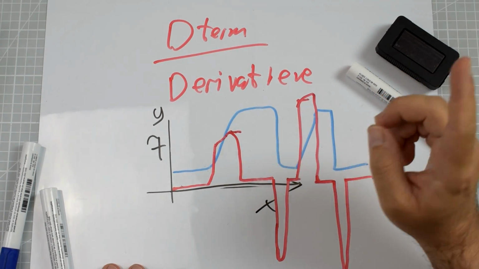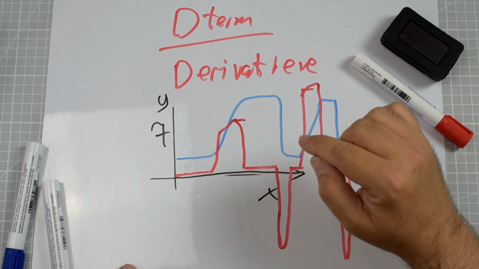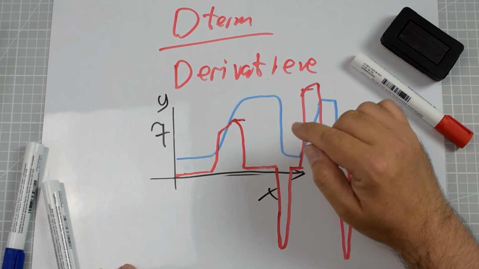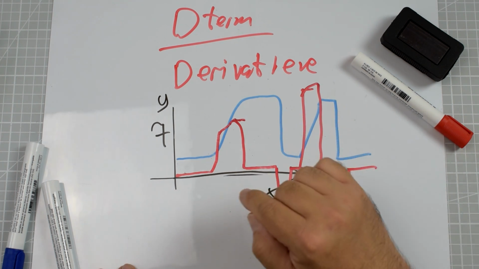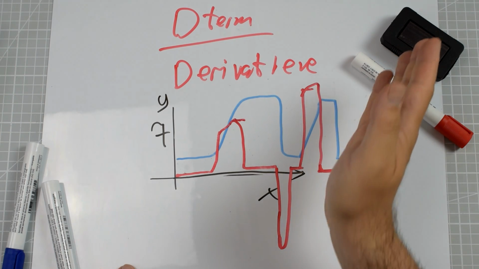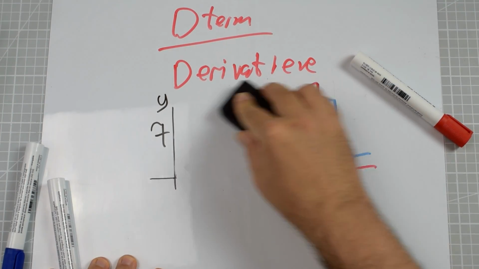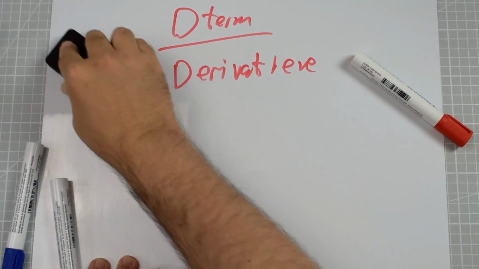But this is not the only thing. Also the amplitude can be much higher, because the amplitude of the D-term does not really depend on the amplitude of the original signal, but the amplitude of the D-term depends on how fast the change of the original signal is. We can easily, so let me remove this part of the board.